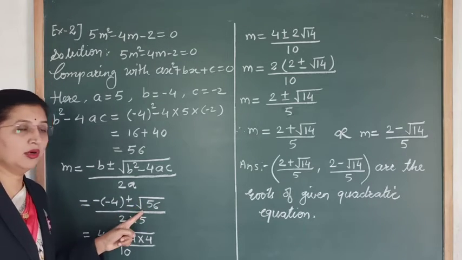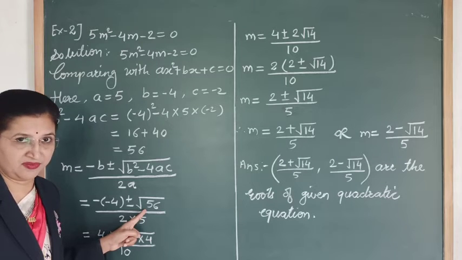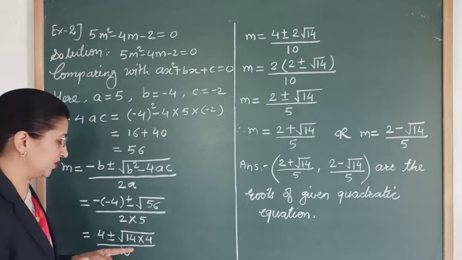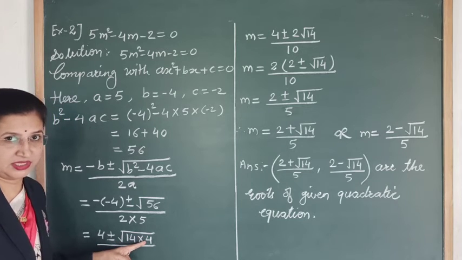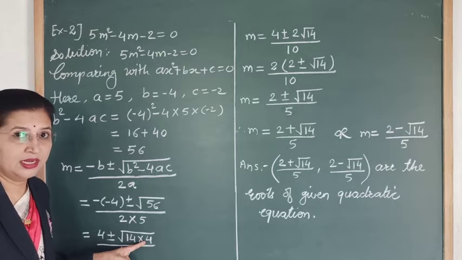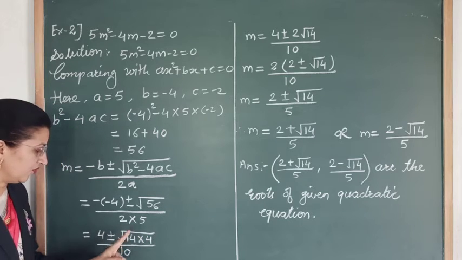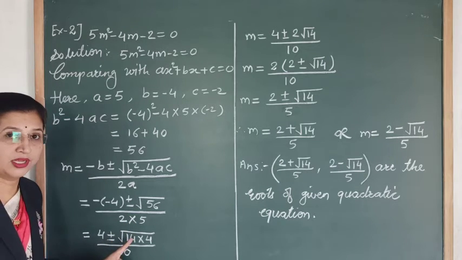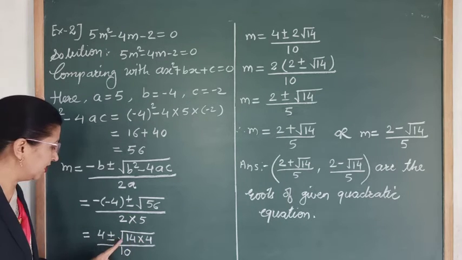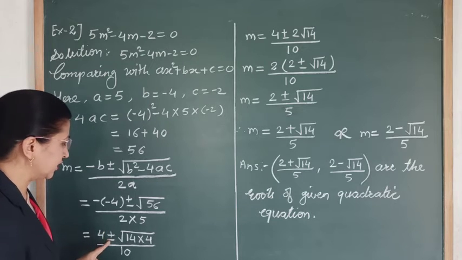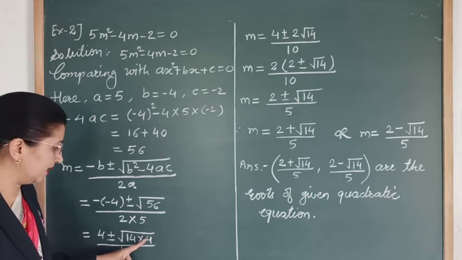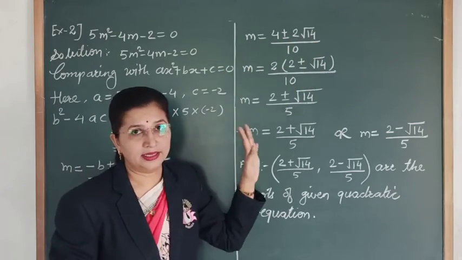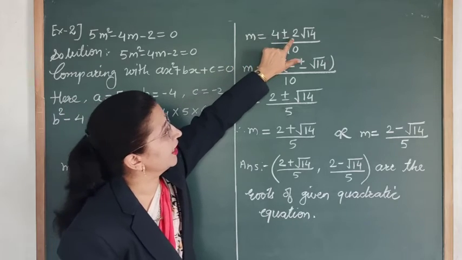Now dear students, here root of 56 is there, that we have to simplify in such a way that one of the factors is a perfect square number. So here 14 4s are 56, in which 4 is a perfect square number. Okay, upon 2 5s are 10. So instead of writing 56, we have written here under root 14 into 4. Okay, now let's solve this. So here 4 plus minus, let's take out the square root of this 4, that is 2 under root 14 upon 10.